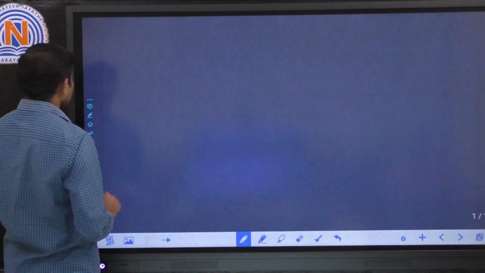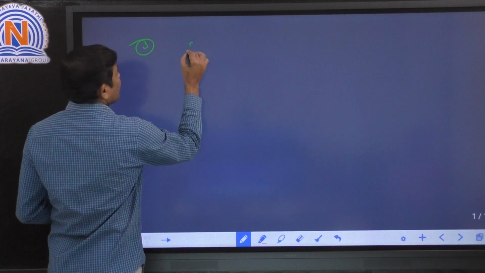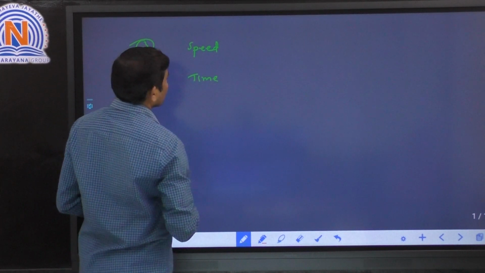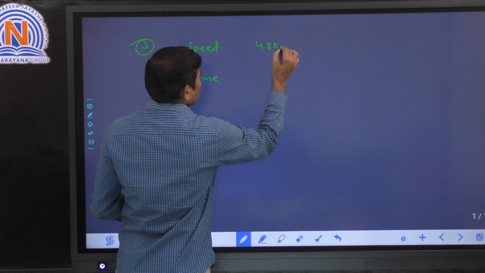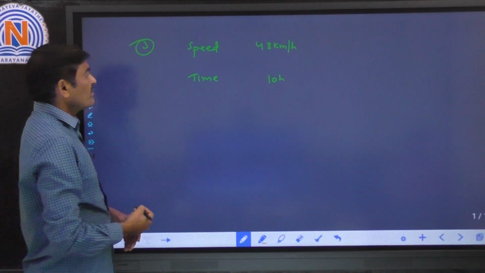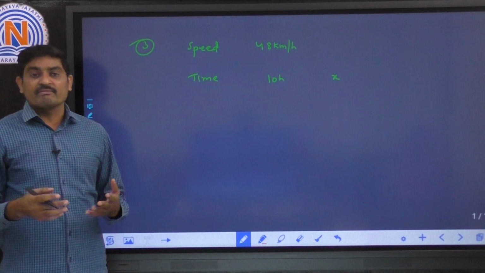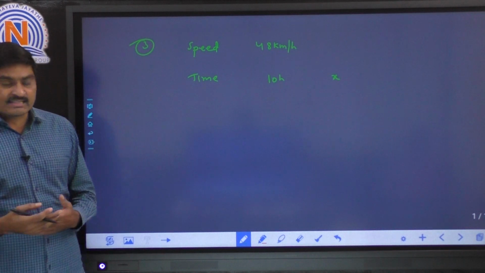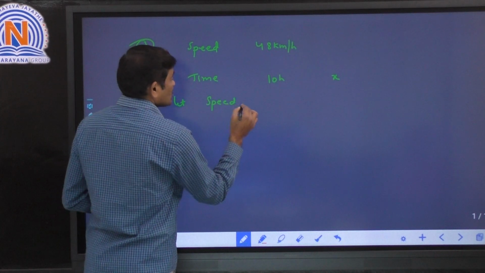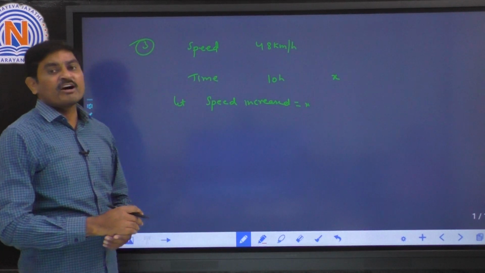Here see that, journey, speed and time. Speed 48 km per hour. The same journey can be completed in 10 hours. For example, this journey can be completed in 8 hours. How much should the speed be increased? So let the speed increased be equal to x. The actual speed is 48 km per hour.